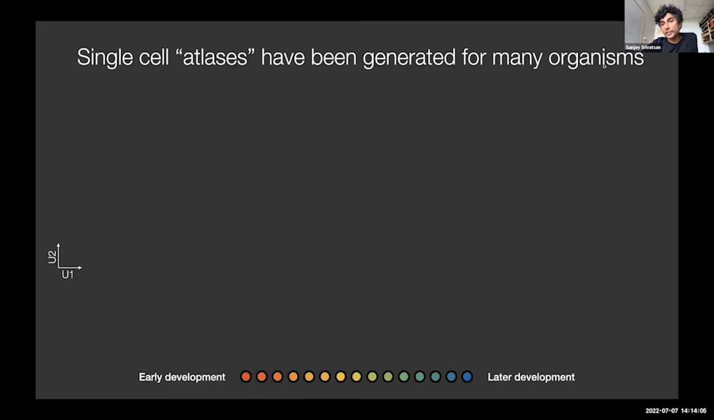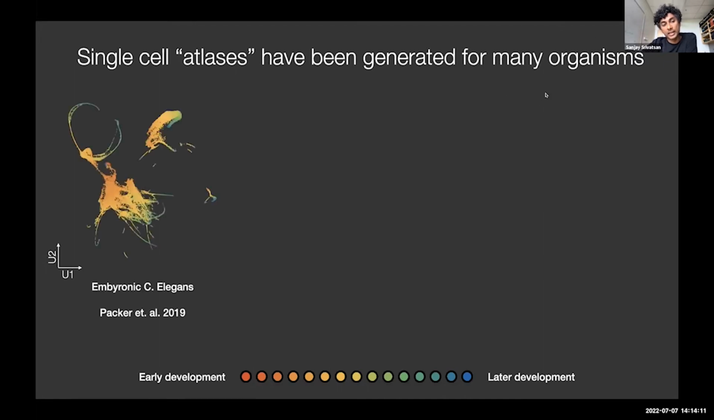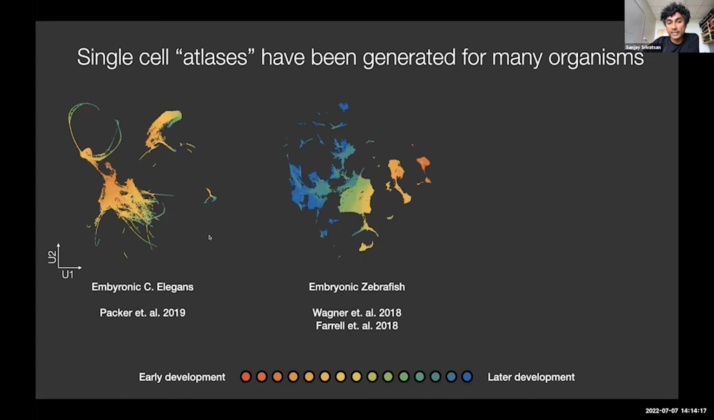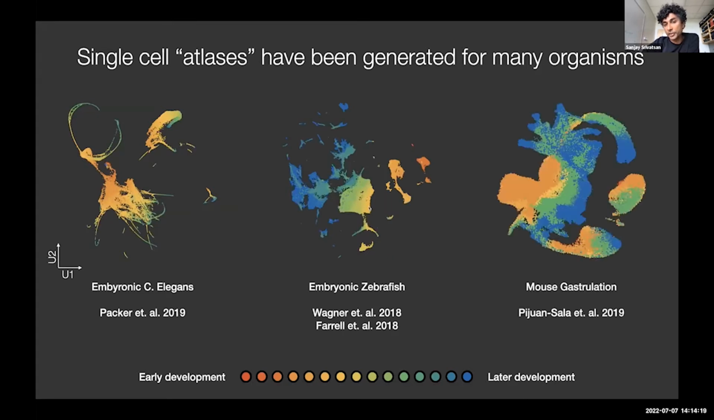And these kinds of single cell atlases, as we call them, have been collected from many different organisms. So here I'm going to show you three different data sets, one for the embryonic nematode, C. elegans, embryonic zebrafish, and one for mouse gastrulation. And these kinds of data sets have been collected for many different organisms, and they span many different stages of developmental time, and they're even now being collected for disease.